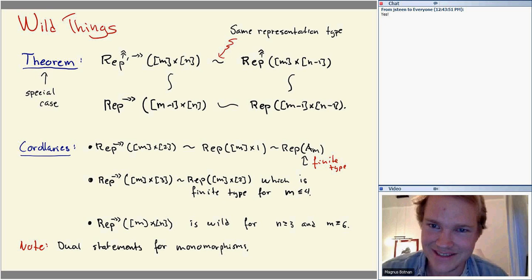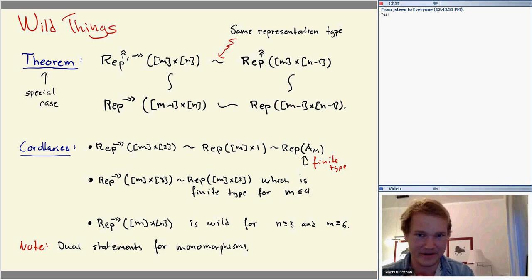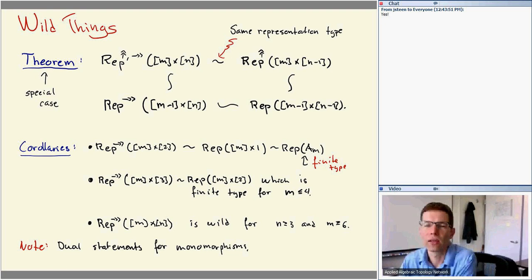I guess I have a question along those lines, or maybe the same question. I don't quite remember what same representation type means. Does this mean the algebras are Morita equivalent, so they're kind of isomorphic somehow? Representation type here means that if one is wild, the other one is wild. If one is tame, the other one is tame. If one is finite, the other one is finite. So I suppose you can phrase this in terms of Morita equivalence. Well, that would be much stronger.